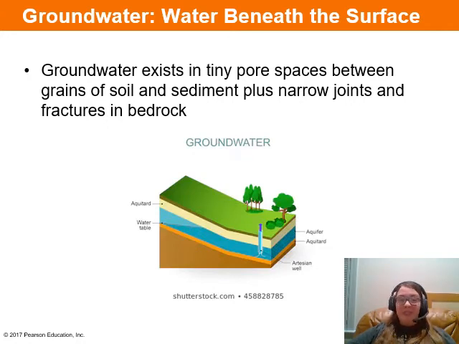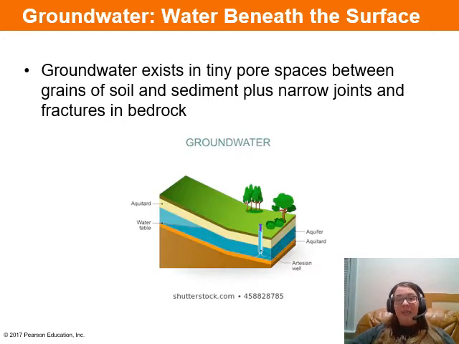So if we were to go outside in our yard and start digging with a shovel, underneath that grass, we're going to find a layer of sediment. And if we dig down deep enough, and especially if we do this right after a rainstorm, we're going to find a lot of water in that sediment.